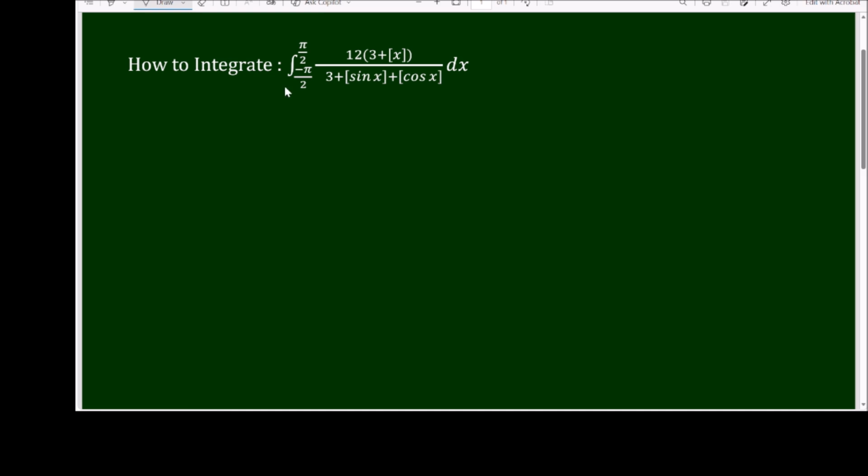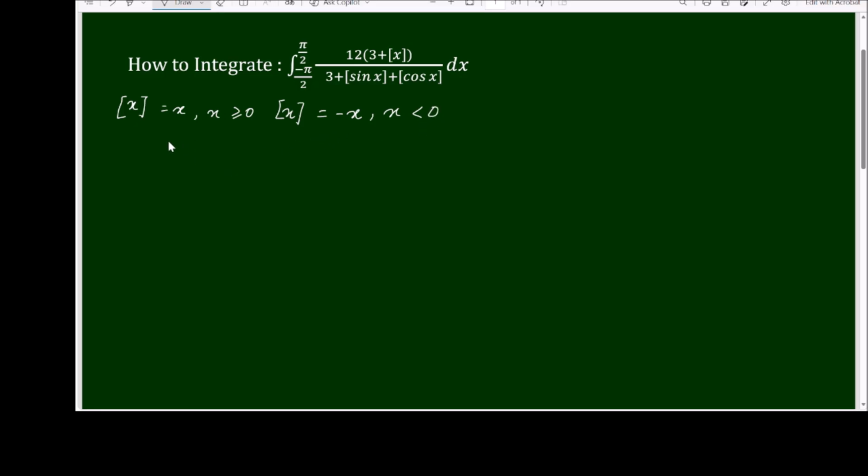You all know about the greatest integer function. So this is equal to x when x is greater than or equal to 0, and this is negative x when x is less than 0.